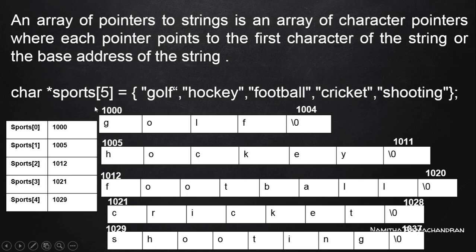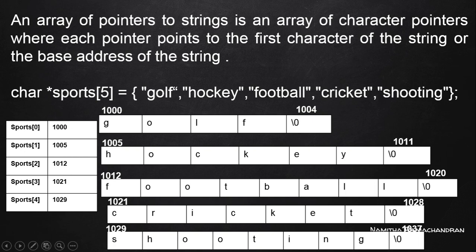Okay. Now we can use these character pointers for pointing to these 5 different strings. That is, the first character pointer is sports[0], which points to the starting address of the first string, that is 1000. sports[1] points to location 1005, the second string's starting address, and so on.